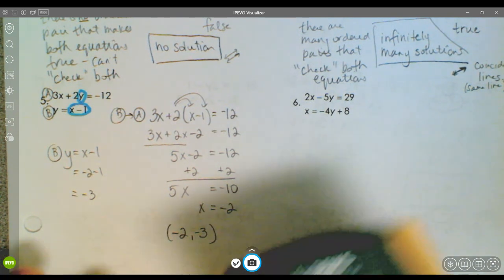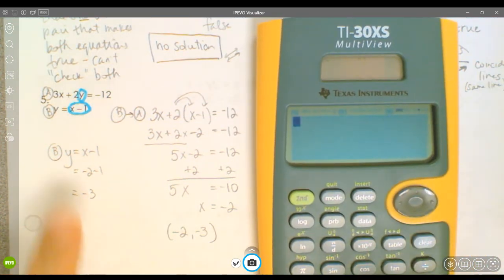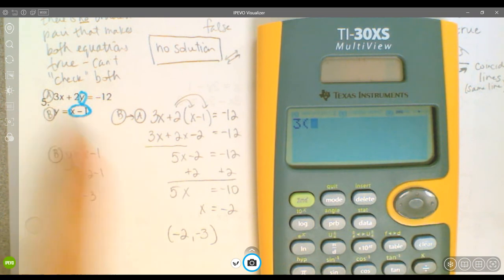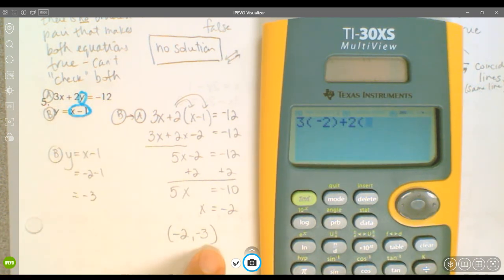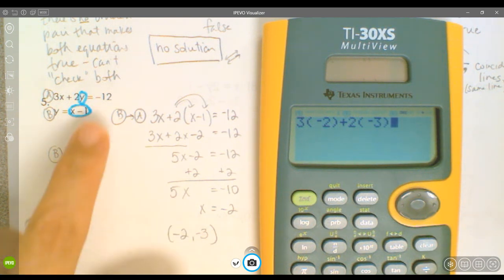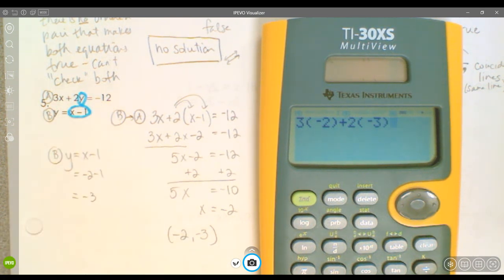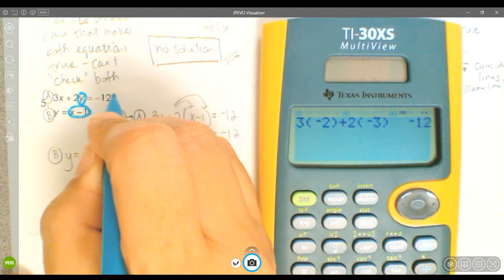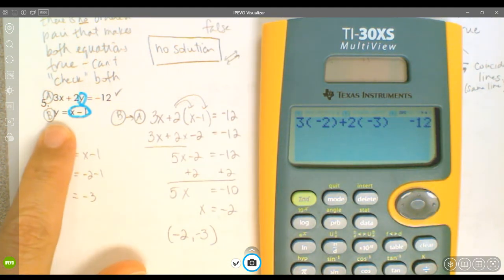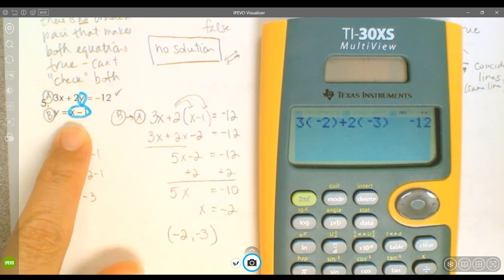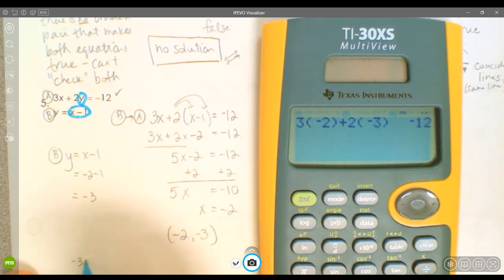So let's check it. We're going to take 3 times x, which is negative 2, plus 2 times y, which is negative 3, and please let me get negative 12. Yes. So that one checks. And now let's check the second one. Does y equal x minus 1? Does negative 3 equal negative 2 minus 1?